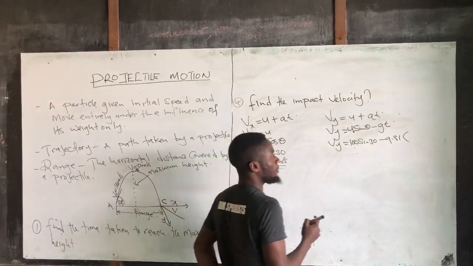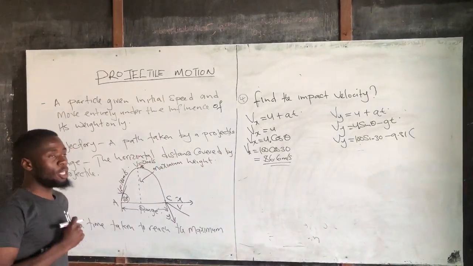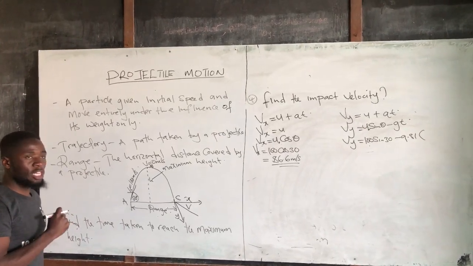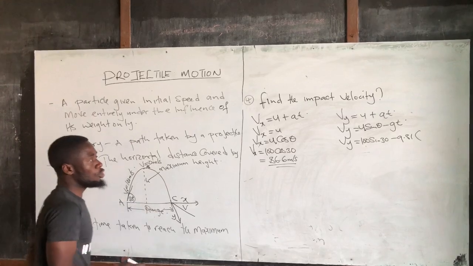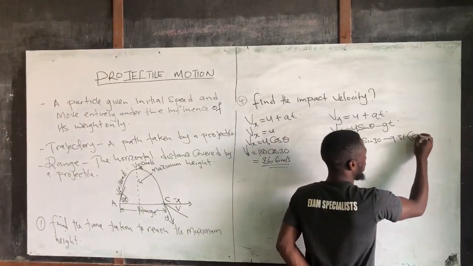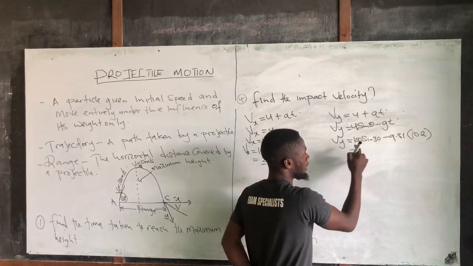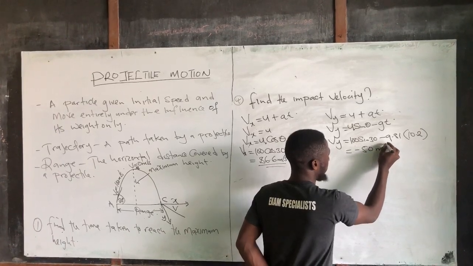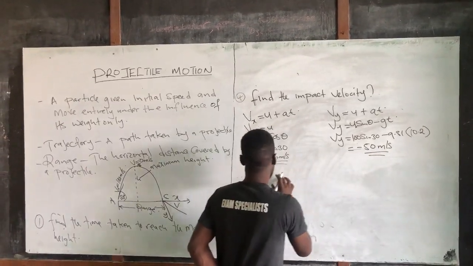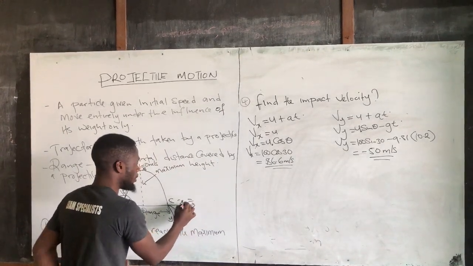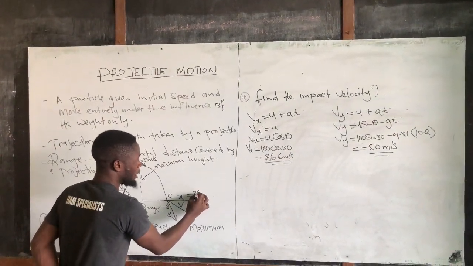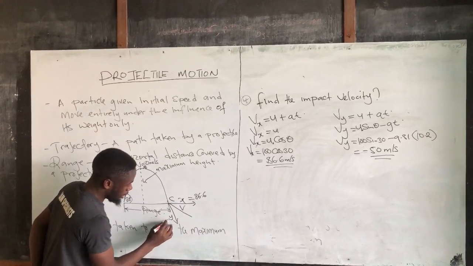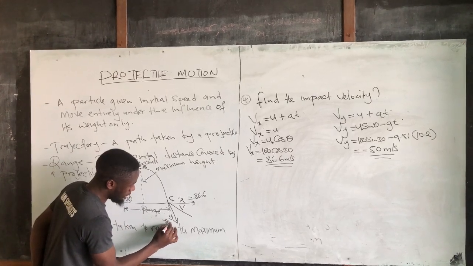Which time do you use here? The time taken to reach the maximum height, or the time taken for the entire journey? Use the time for the entire journey, from A to C, which is 10.2. So what is the answer? Negative 50 meters per second. So we have Vx as 86.6 and in the y direction we have negative 50 meters per second.